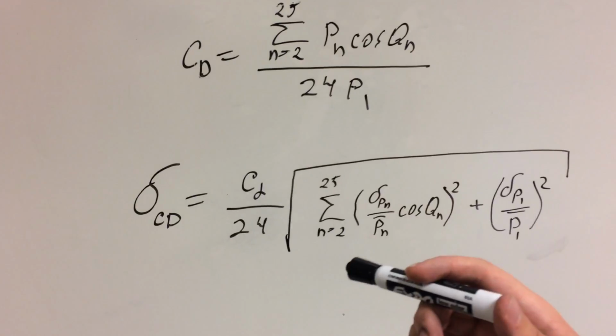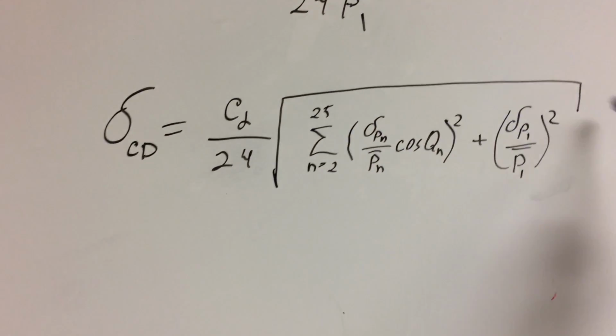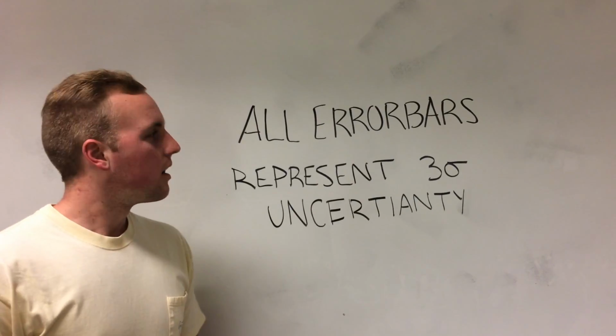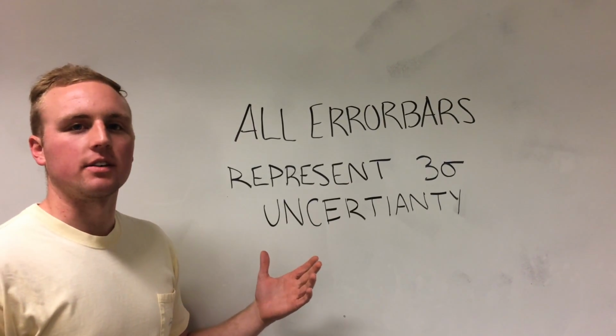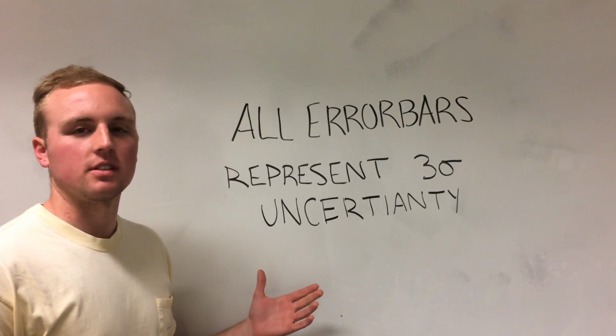To get the standard deviation of these values, we use the following equation. All error bars present in the graphs shown represent 3 standard deviations of uncertainty.